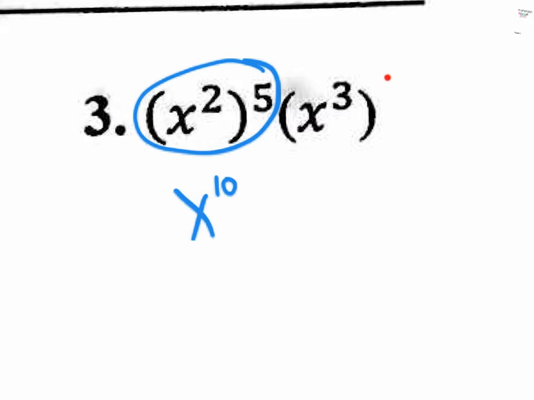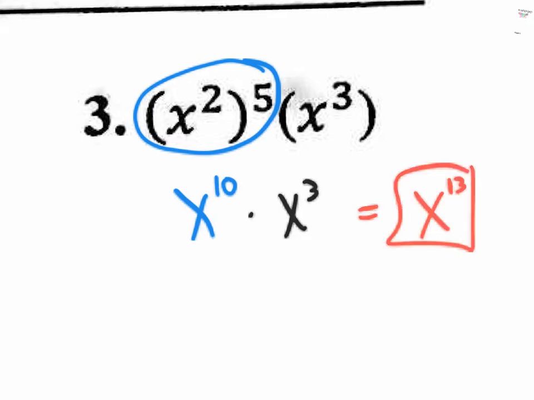Now notice there is no exponent out here to multiply with the 3. So you just bring down the x to the 3rd. You don't need the parentheses anymore. So times x to the 3rd. And then you use rule 1. X to the 10th times x to the 3rd is what? X to the 13th. Thank you very much.